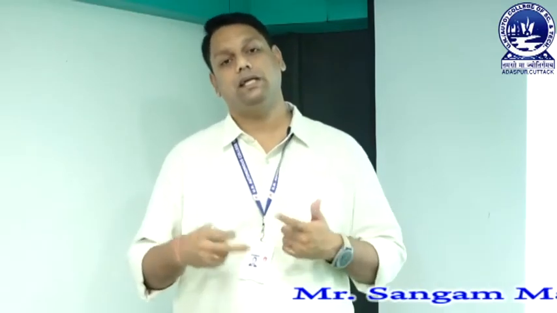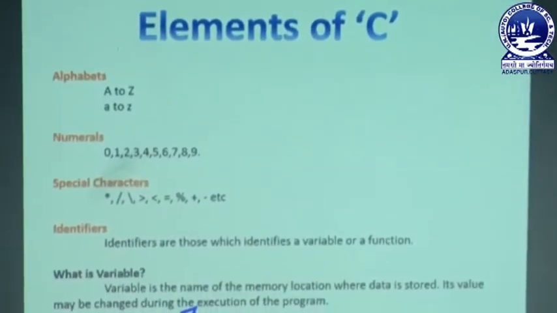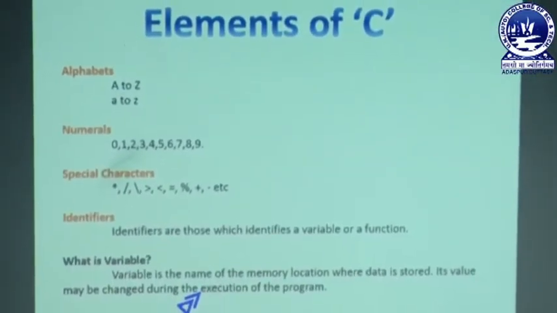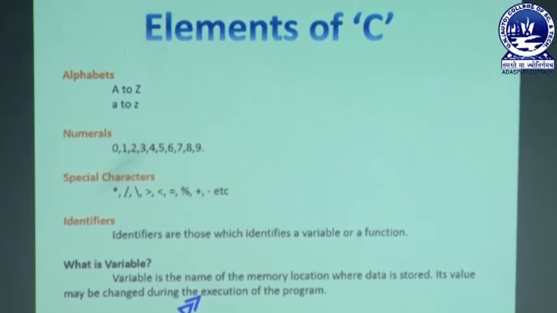Whenever I use the value of x, it will not show that x has a value of 5, it will show that x contains the value 6. Here we can see that the value of x got changed from 5 to 6. That is why we call x a variable. A variable is the name of the memory location where data is stored, and its value may change during the execution of a program. The definition is already written here.